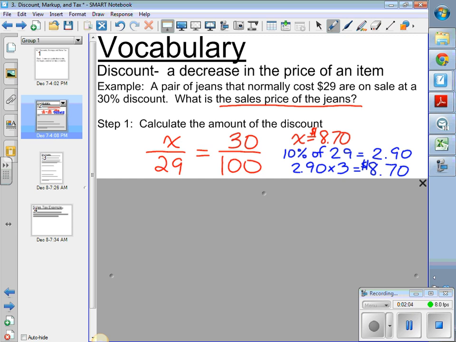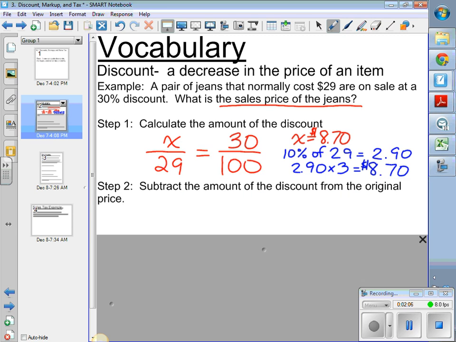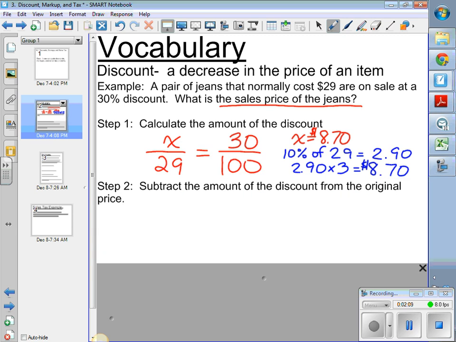Okay, so now we know that we need to subtract the amount of the discount from the original price, and that is because this 30% is being taken off of the price of the jeans. Okay, so we're going to do 29 minus 2.90. Okay, so 29 minus 2.90 is $26.10. So that is how much the jeans will cost when they are 30% off.